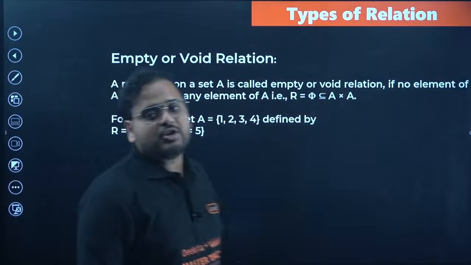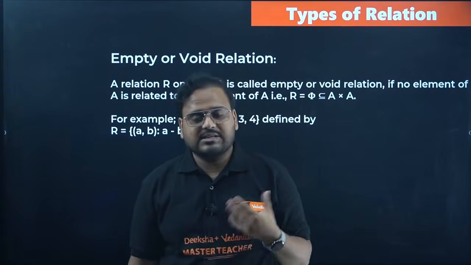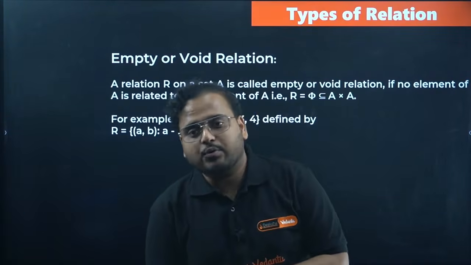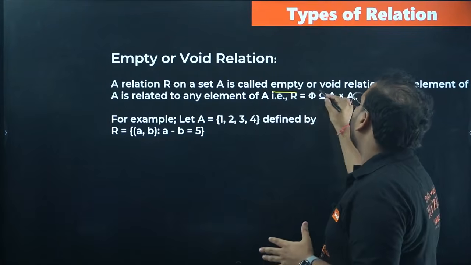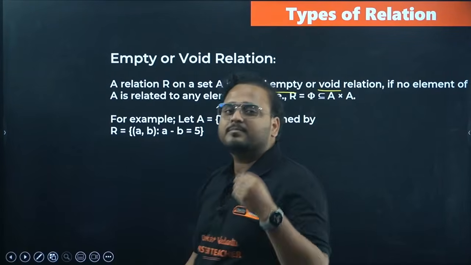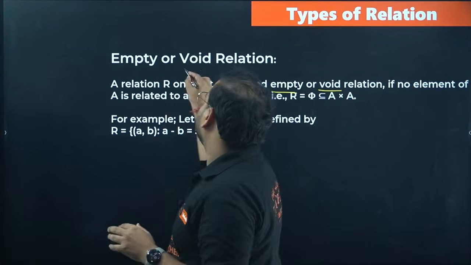First thing first is your types of relations. Let's start with types of relations. What is that going to be? A relation R on set A is called an empty set or void relation when you have... the first definition is very simple, the void relation, right?